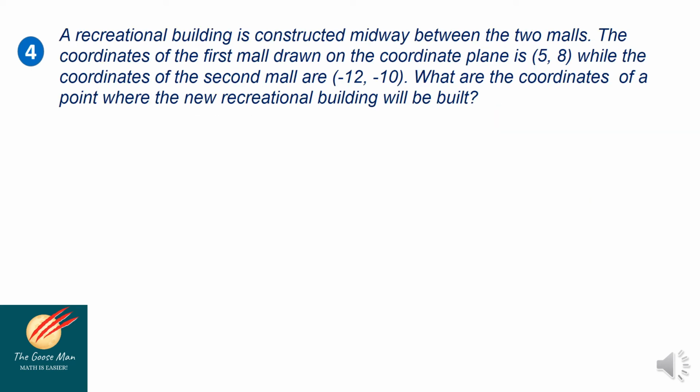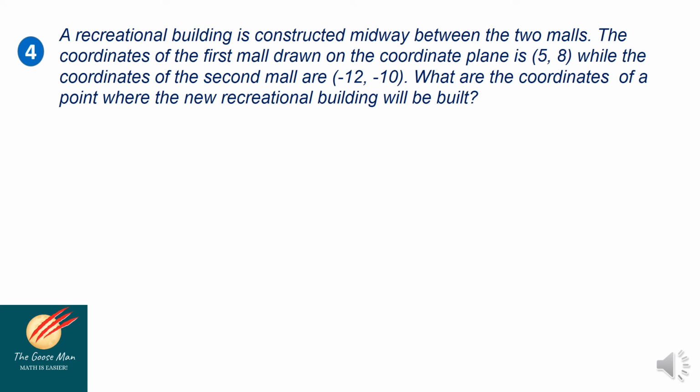Let's apply the midpoint formula in a word problem. So let us consider problem number 4. A recreational building is constructed midway between the two malls. The coordinates of the first mall drawn on the coordinate plane is (5, 8), while the coordinates of the second mall are (-12, -10). What are the coordinates of the point where the new recreational building will be built?